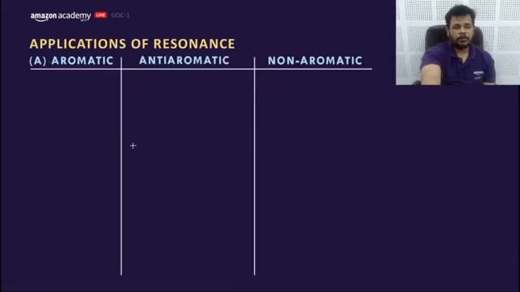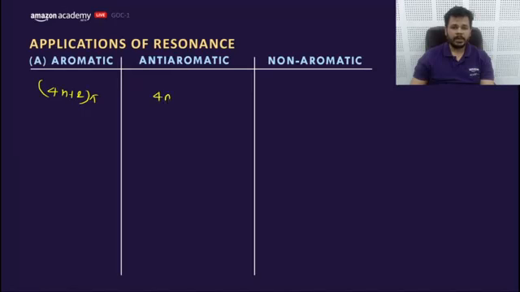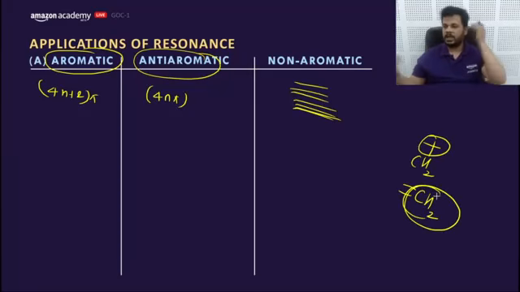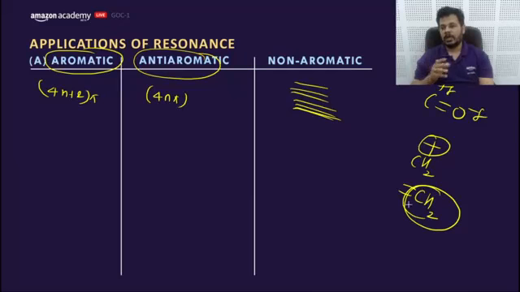The next application of resonance is aromaticity, anti-aromaticity. This we know: 4n plus 2 pi electrons aromatic, 4n pi electrons anti-aromatic, and if a compound is not declared aromatic or anti-aromatic, it would be non-aromatic. Polar or non-polar? How to find out? Find the charge, my dear friend. This is positively charged, that means polar. If there is no charge, it would be considered non-polar. We are not considering partial charges like C double bond O, partial negative, partial positive.